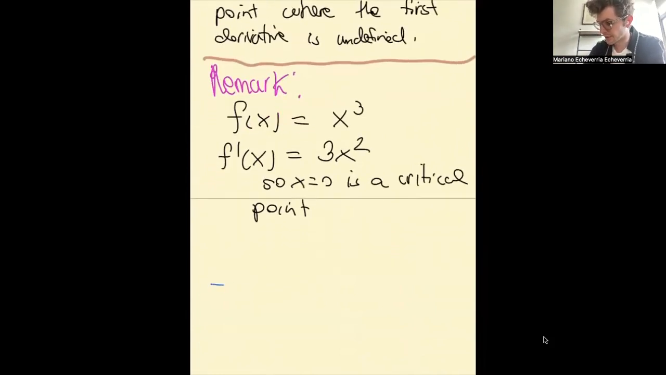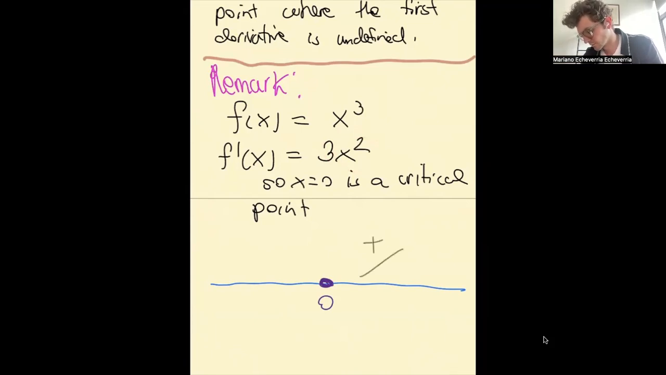But what happens with the first derivative in this case? You have the critical point 0. But what is the sign of the first derivative? The first derivative is 3x squared. Since it's x squared, it's always positive. It doesn't matter the value of x. Is that making sense? So this is a case where the first derivative is always positive, so the function is always increasing, right?